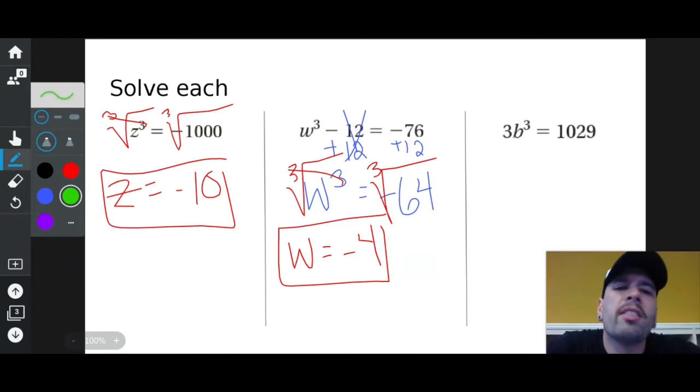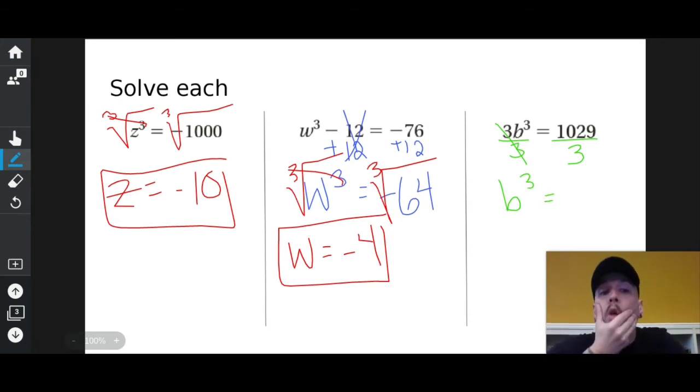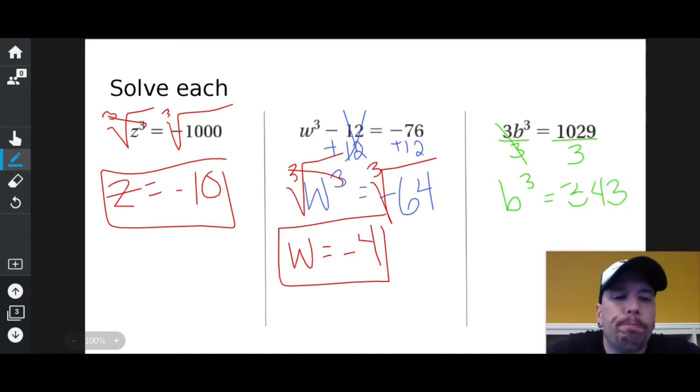Is B all by itself? No. What's in the way? A 3 in front. Also a cube. Let's get rid of the 3 in front by dividing 3 from both sides. Cross 3 out. B cubed equals 343. I had to really think about that one.